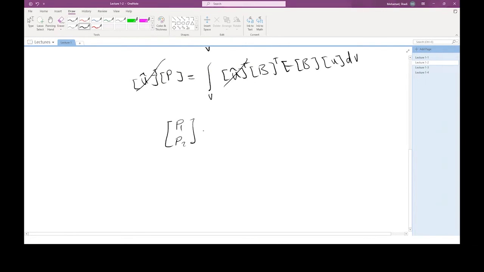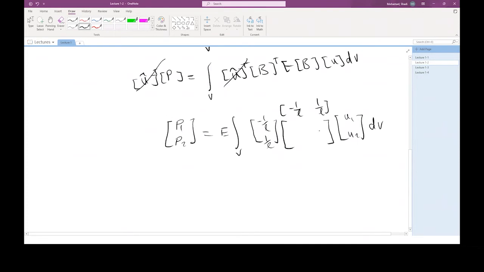So this is P1, P2, equal to the integral over the volume. B transpose is minus 1 over L, 1 over L. And the elasticity modulus is constant, so I'm going to take it outside the integral. You have minus 1 over L, 1 over L, and this is multiplied with U1, U2, dV. Now, the multiplication of a column with a row is basically this entry multiplied with this entry, we put it in there. This entry with this one, we put it in here. And the same is for the second row.